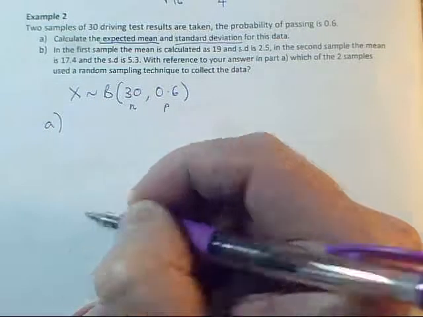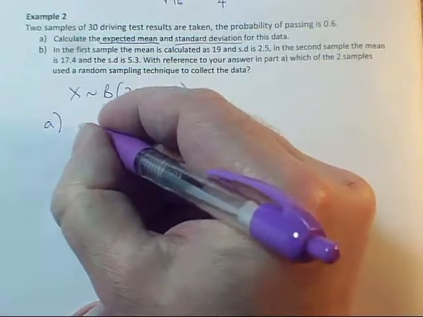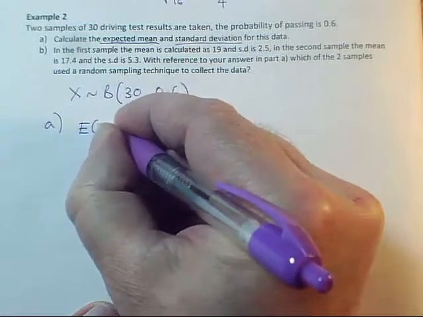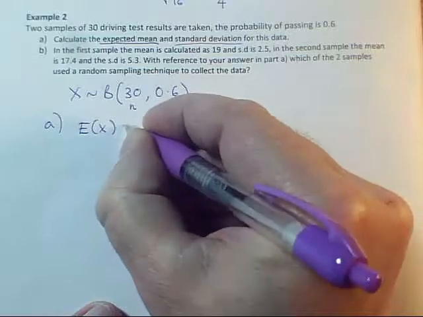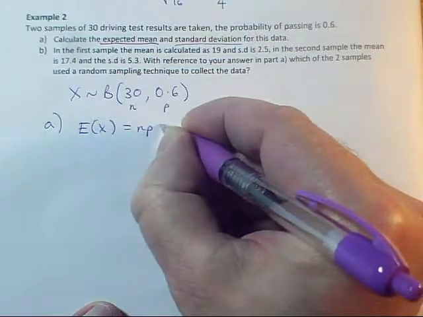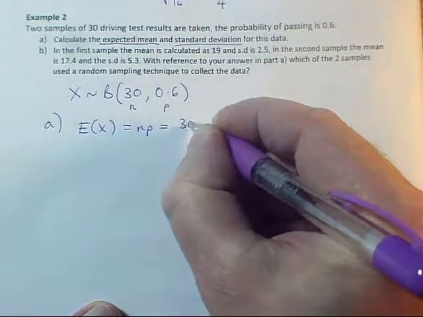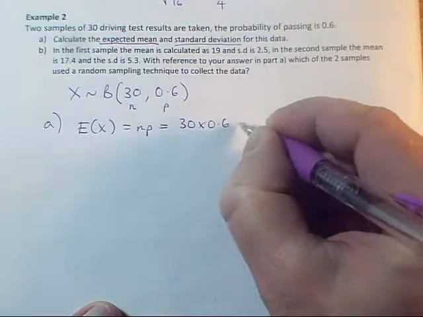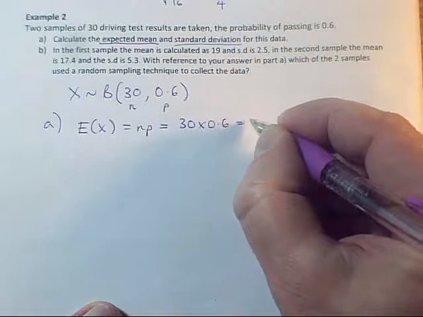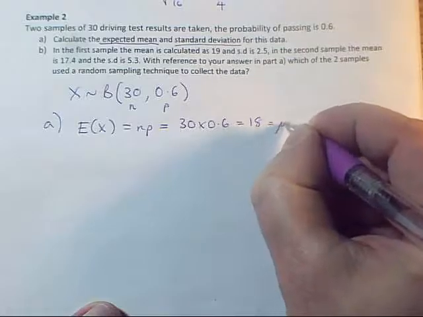So in part A, I want the mean and the standard deviation. So the formulas I know are the expectation formula, which is np. This is telling me the mean. So 30 times 0.6, which is 18, and that's the mean, mu.